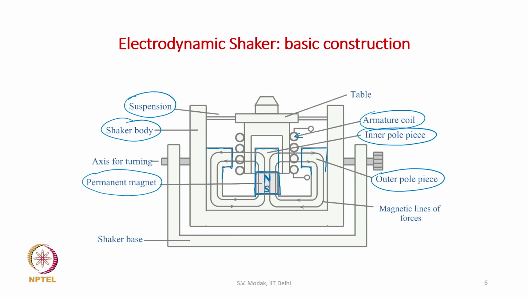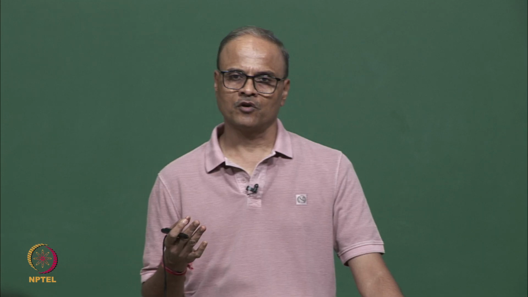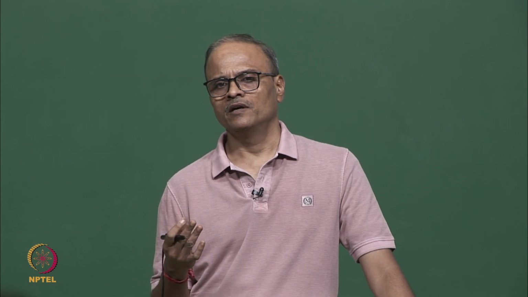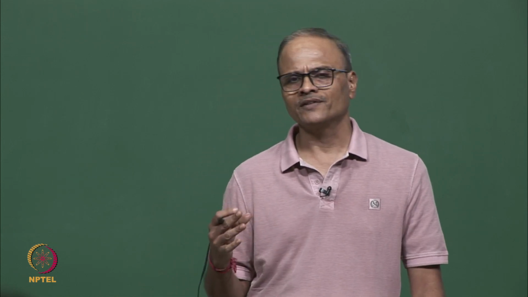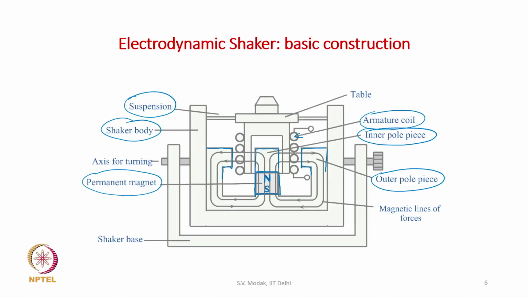These pole pieces are made of soft iron, and soft iron has much higher permeability than air. If these pole pieces were not there, then air would be there through which the magnetic lines of force would pass, but air does not have as high permeability. So, these pole pieces help to increase the flux density and reduce leakage.